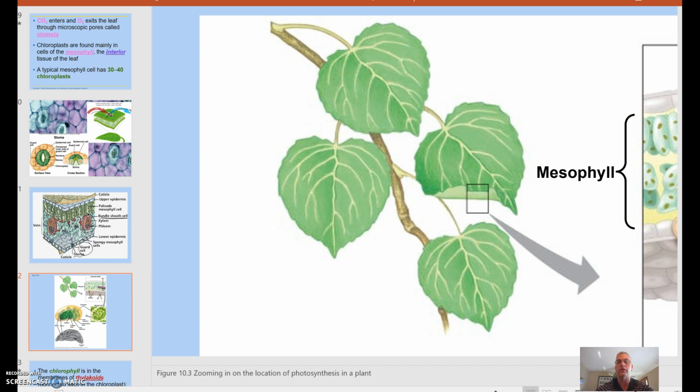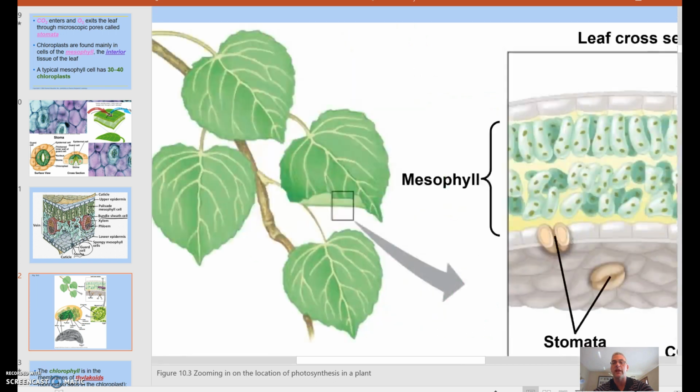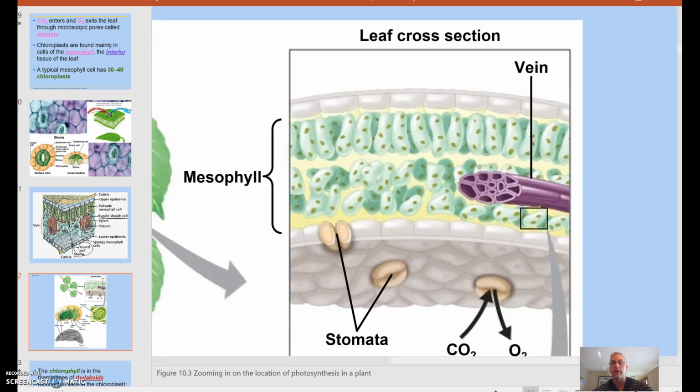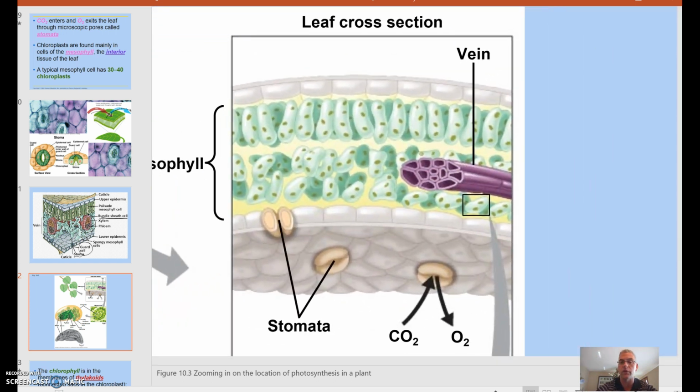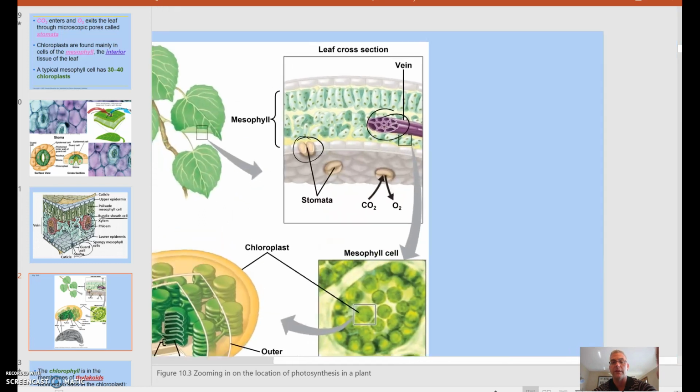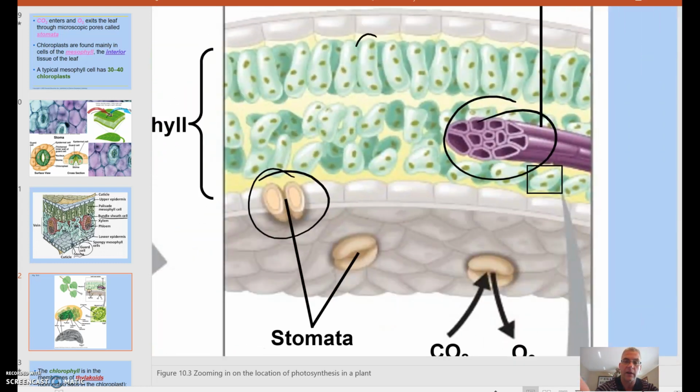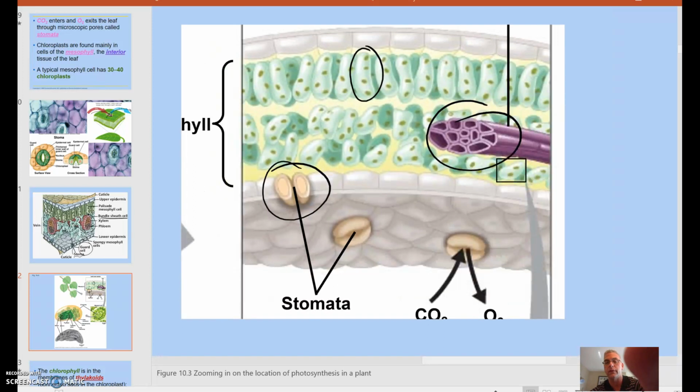So this image shows us obviously a leaf, and then when we zoom in and do a cross-sectional view of the leaf, what we're going to notice is that we have these structures that we've just identified, such as your stomata, where you have your gas exchange taking place, you have your vascular tissue, and you're going to have your mesophyll cells. So these things right here are examples of mesophyll cells.